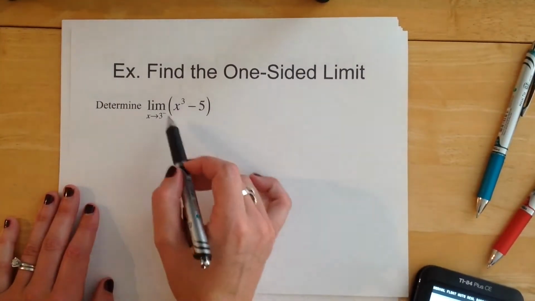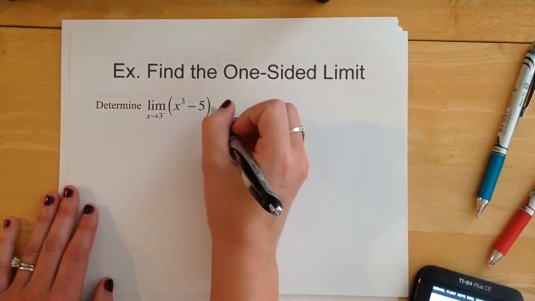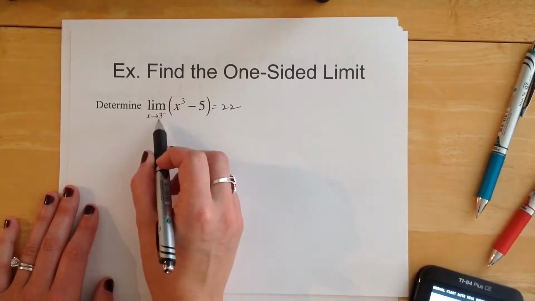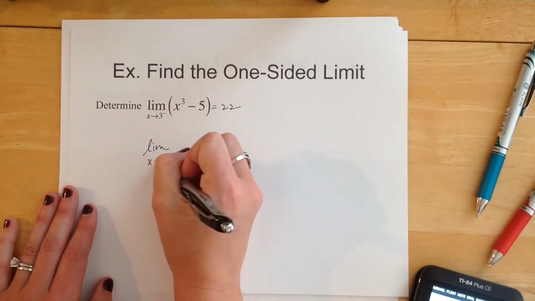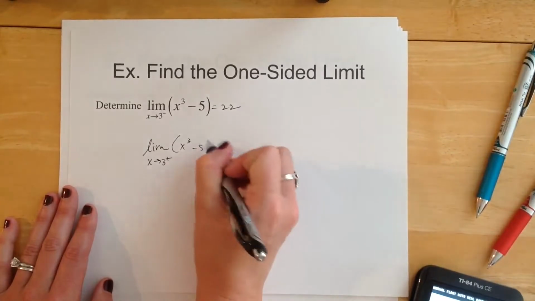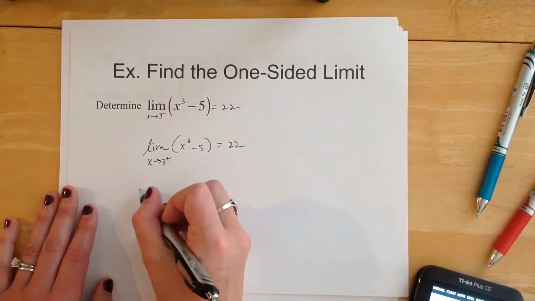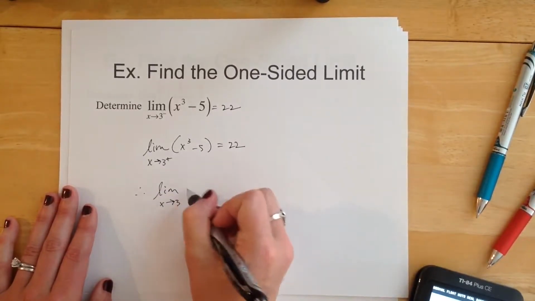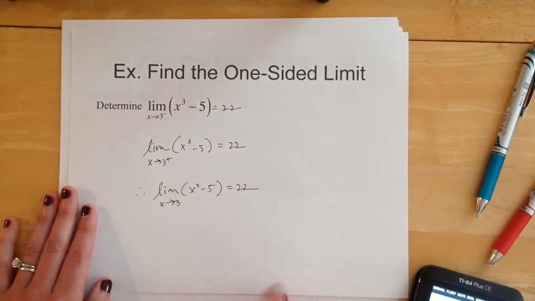But if we substitute 3 in here, 3 cubed is 27 minus 5 would give us 22. So the left-hand limit would be 22. The right-handed limit, so the limit as x approaches 3 from the right-hand side of x cubed minus 5, would also be equal to 22. And therefore, the limit as x approaches 3 of x cubed minus 5 would also be 22.